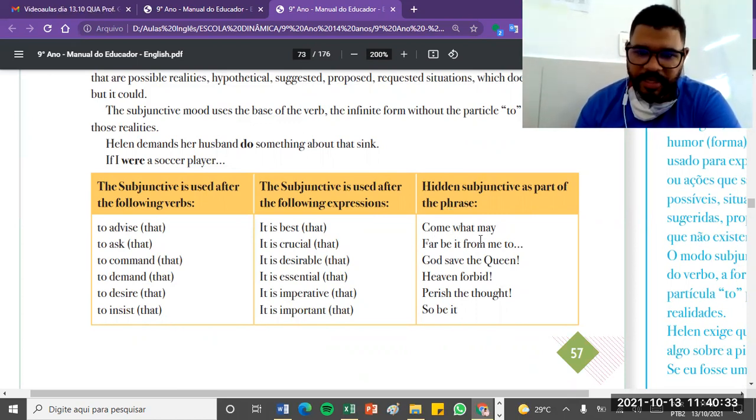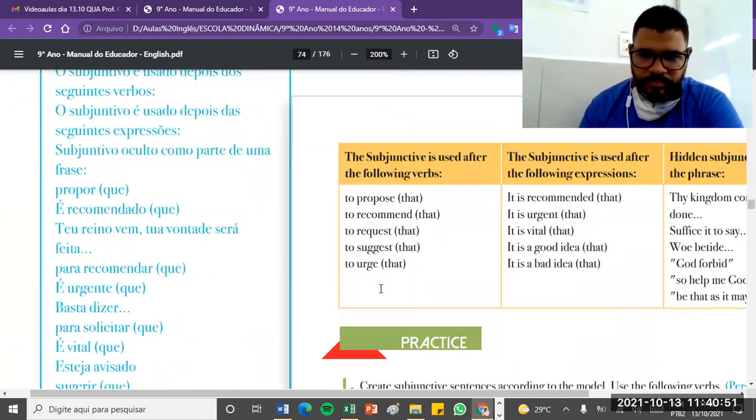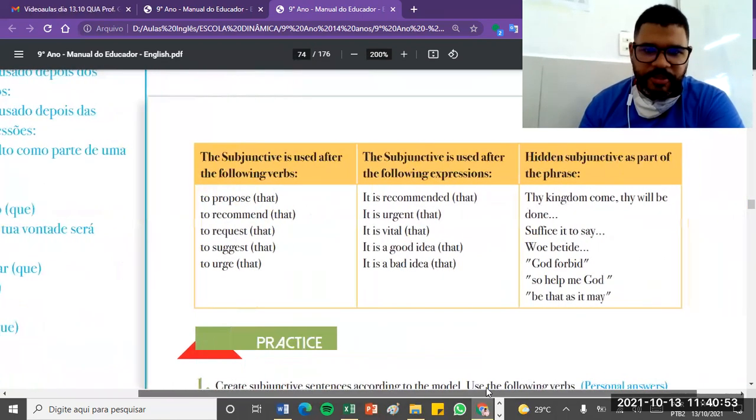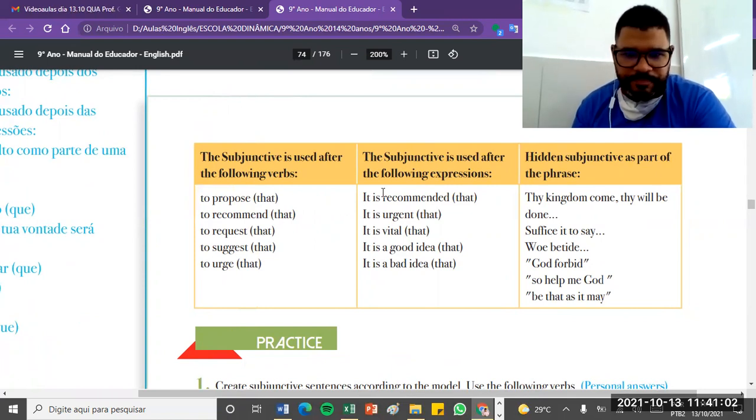Nós temos come what may, far be it from me, God save the Queen, heaven forbid, perish the thought, so be it. Porque essas situações são subjuntivas, mas o subjuntivo está oculto. Temos também to promise, to propose, to recommend, to request. Certo? Aqui temos o verbo, aqui temos expressões, outras expressões, o subjuntivo é usado.